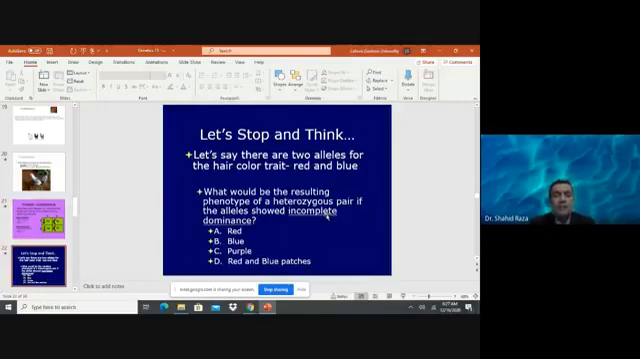So here, let's stop and think. We can say that there are two alleles for the hair color trait, red and blue. What would be the resulting phenotype of the heterozygous pair if the alleles showed incomplete dominance? In the first case, A is red, B is blue, C is purple, and D is red and blue patches.